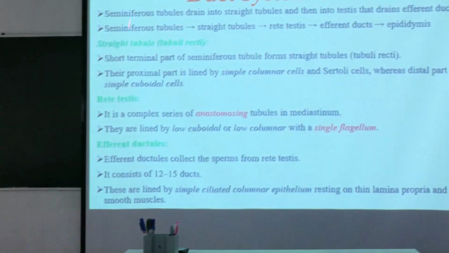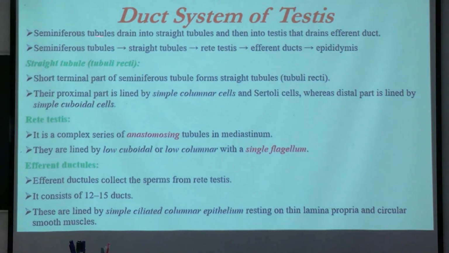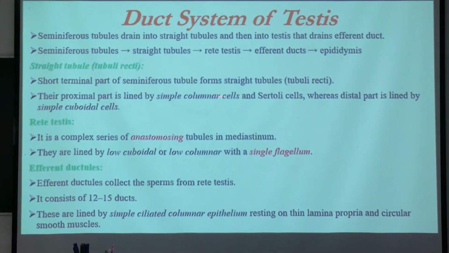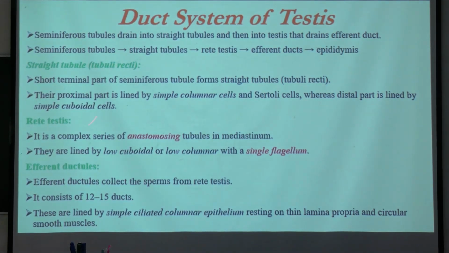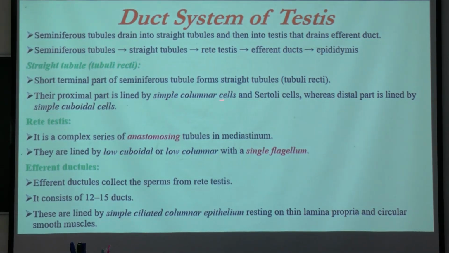Next we go to the duct system of the testis. Seminiferous tubules drain into straight tubules and then into the rete testis, and that drains into the efferent ductules. From the seminiferous tubule, the sperms go to straight tubules, from there into the rete testis, from here into efferent ductules, from there into the epididymis. Straight tubules are known as tubuli recti.